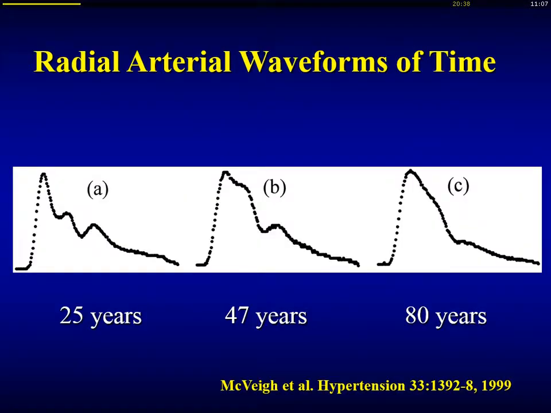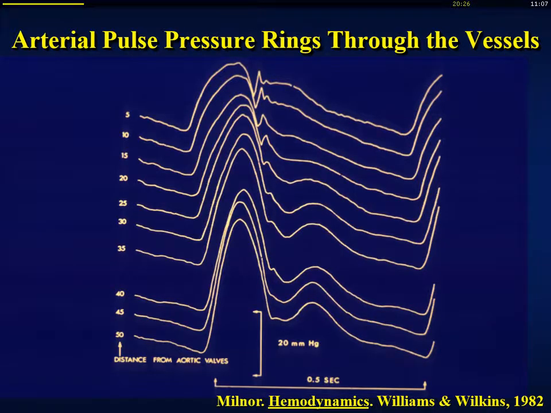Furthermore, with increasing stiffness, as you get older, you can see that the dicrotic notch is lost, even though the mean arterial pressure is absolutely the same. This is a study done by Dr. Milner many years ago in which he put a catheter in the aorta and then walked it backward, centimeter by centimeter, toward the periphery, and looked at the same arterial pressure. So these are all lined up at the same point. And you can see that the arterial pressure significantly changes its shape as you go down the arterial tree.